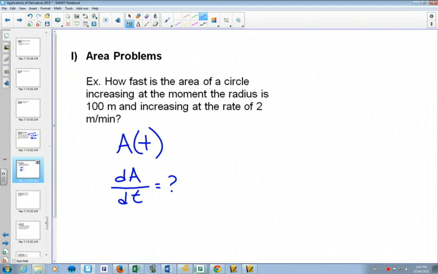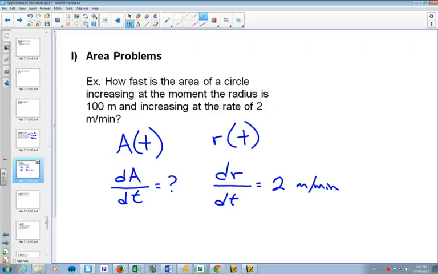As time increases, area increases. We know that the radius is also changing at a rate of 2 meters per minute. So we know that the change in radius over the change in time, dr dt, is 2 meters per minute. And that also tells us that there's a function out there that radius is a function of time.